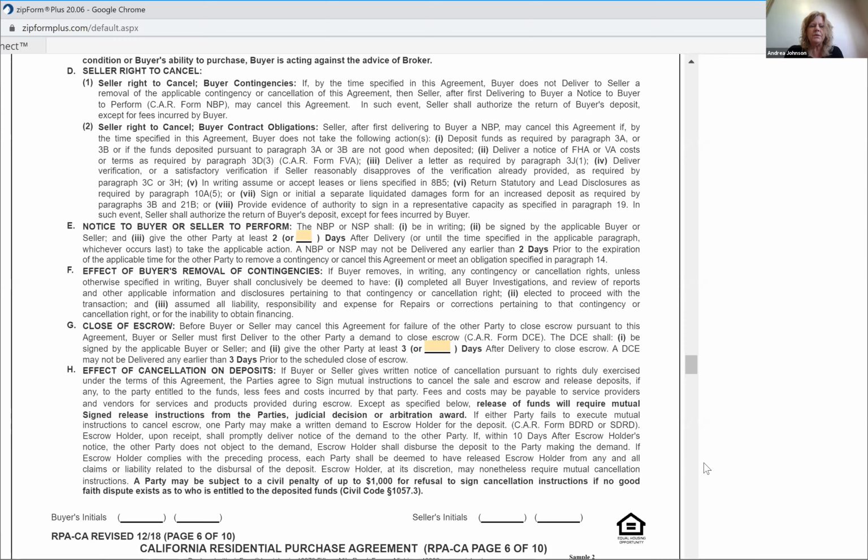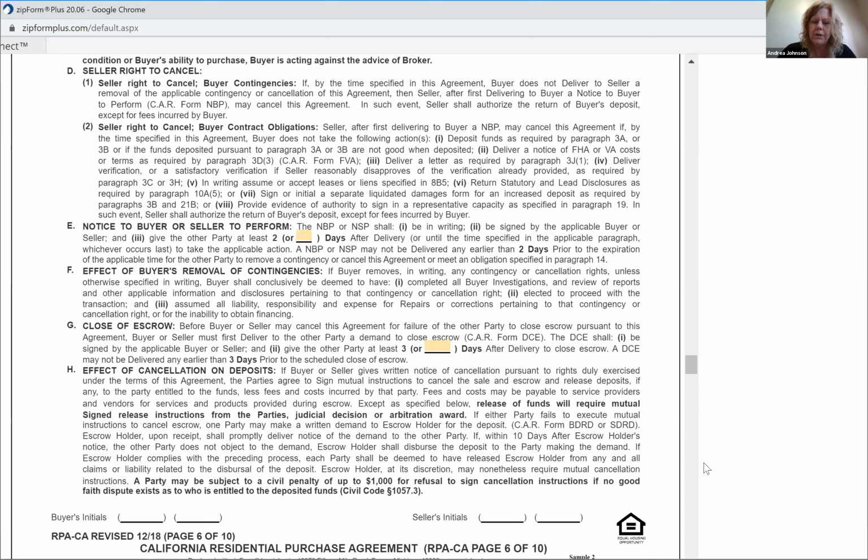So what happens when the notice to perform is issued? The NBP or NSP shall be in writing. It shall be signed by the applicable buyer or seller, and will give the other party at least 2 days. This is a default. I very seldom see this changed after delivery, or if it's otherwise agreed, to take the applicable action. And this is important.